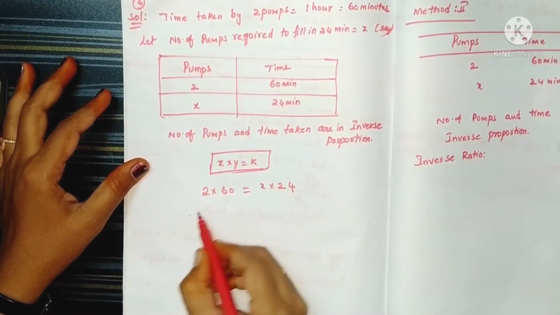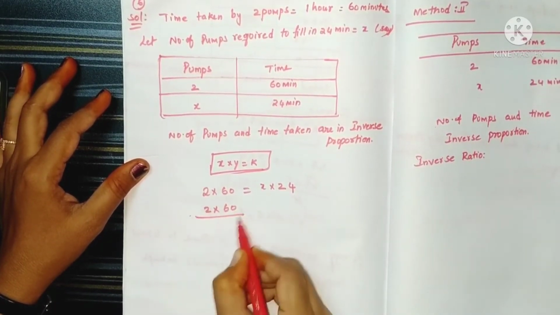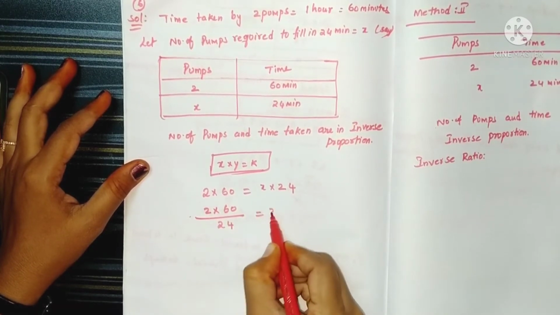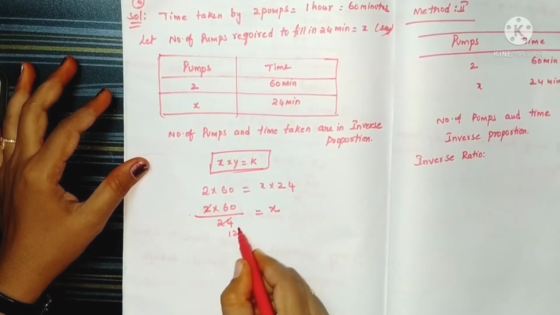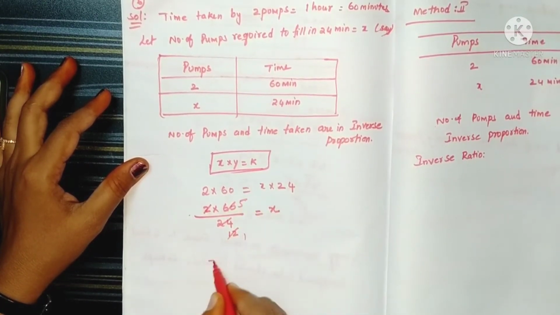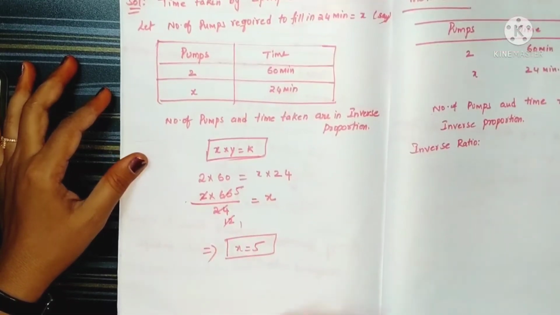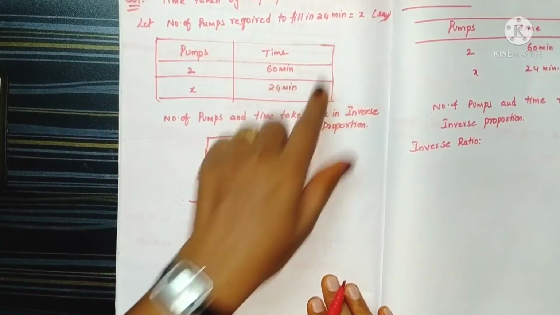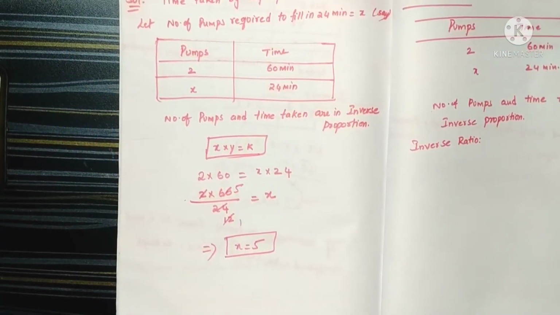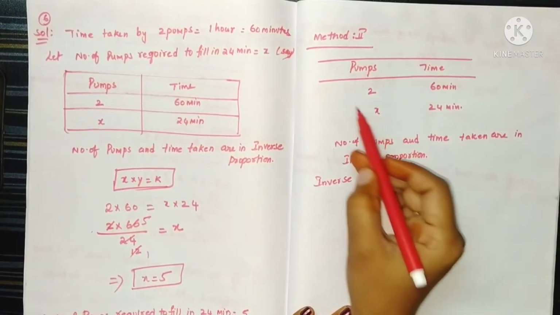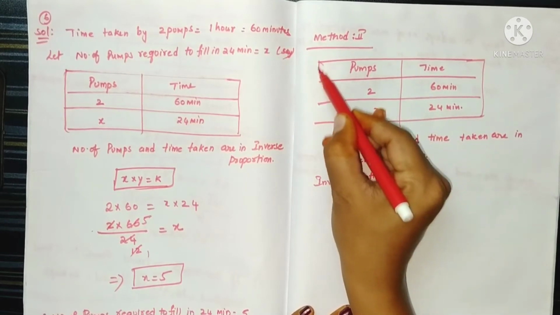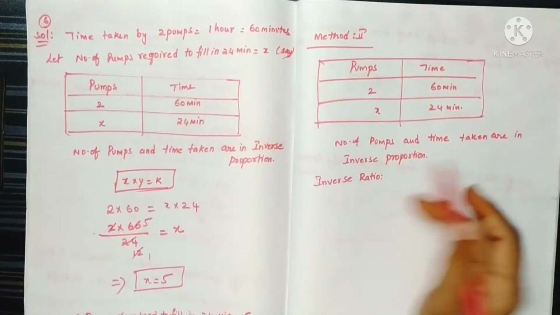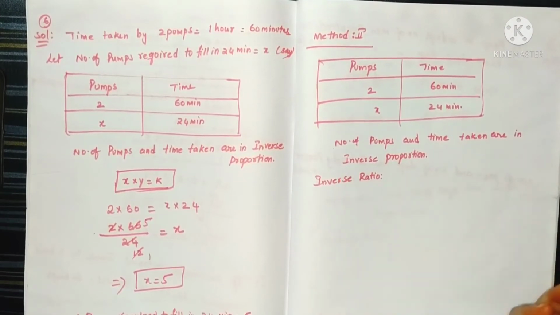Okay. So after transposing this 24 to this side, it comes under division is equals to x. 2 ones, 2 12s. 12 ones, 12 5s. So x how much? 5. Okay. So what is x? Number of pumps required to fill in 24 minutes is 5 pumps. So now, after writing these same steps, again table. Okay. So number of pumps and time taken are in inverse proportion.